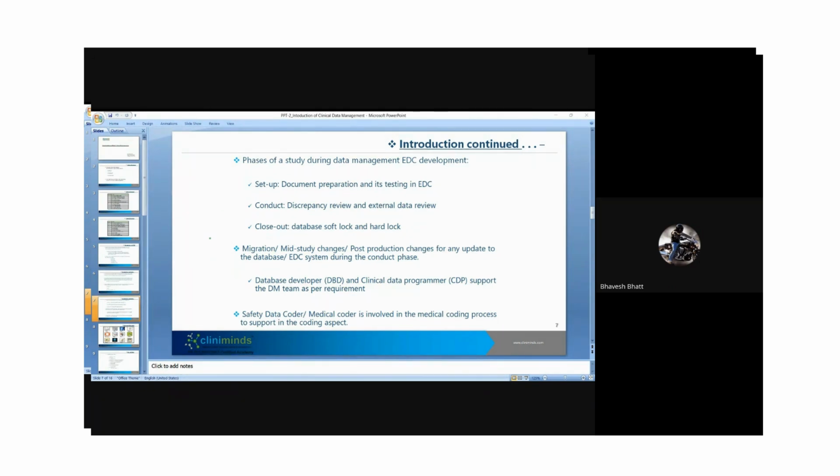So here, when we have the team working with us as a part of the development phase, we also would have the medical coder who's working with us as the functional group involved for the safety data that is getting entered into the database. So, safety data coder or the medical coder is another team we are going to be interacting with.